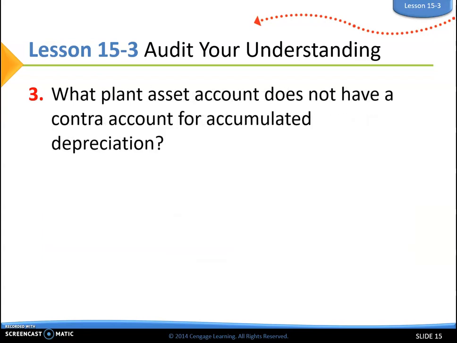Number three, what plant asset account does not have a contra account for accumulated depreciation? Ooh, this was a good question. We did not go over this, so this would be something that you would need to look at in your book. Land. Land does not actually depreciate in value, so we do not worry about that when we are looking at land as a plant asset.